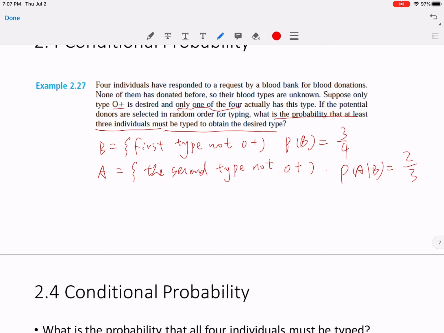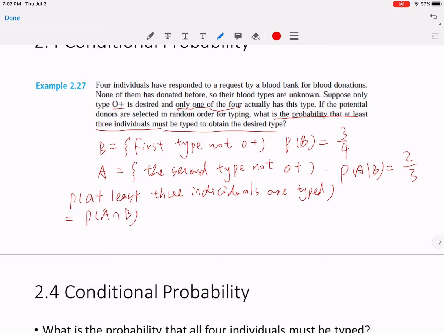And then once we have that, the probability at least 3 individuals are tapped. So the probability at least 3 individuals are tapped is the probability of A intersection B.